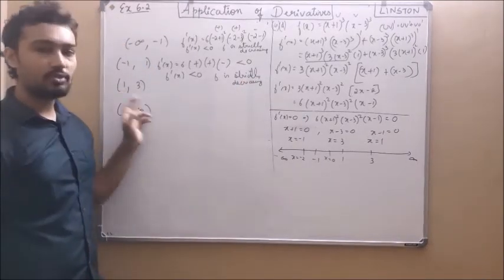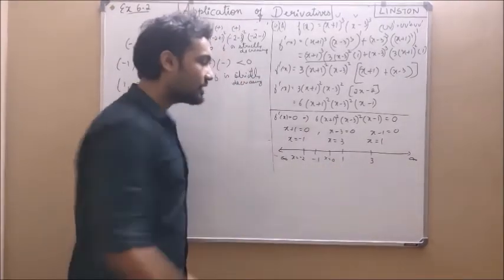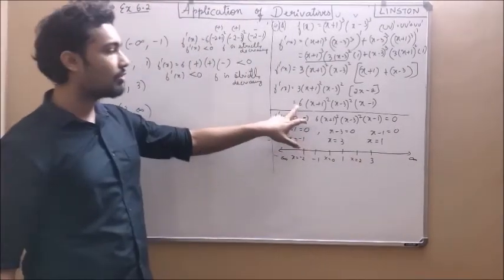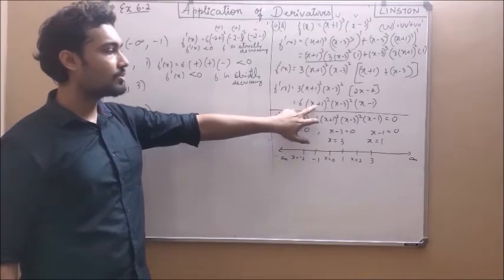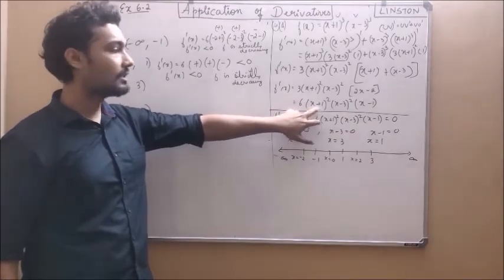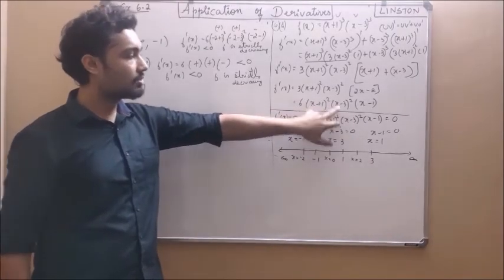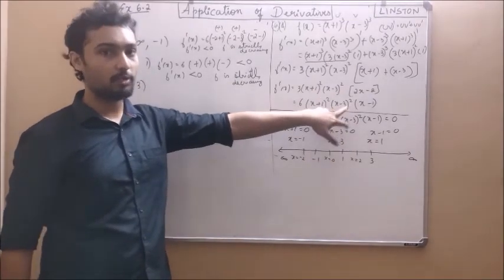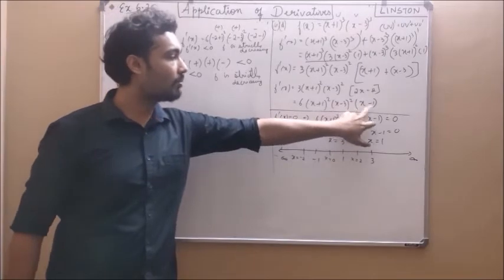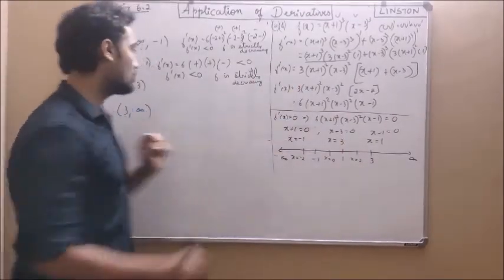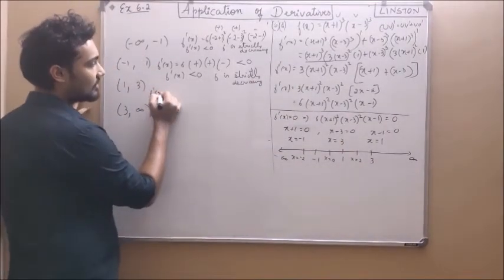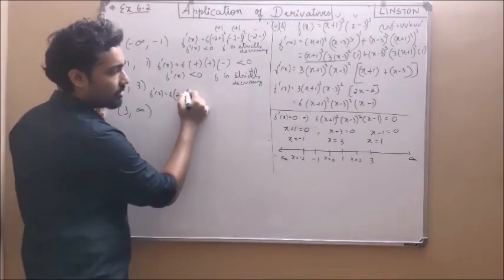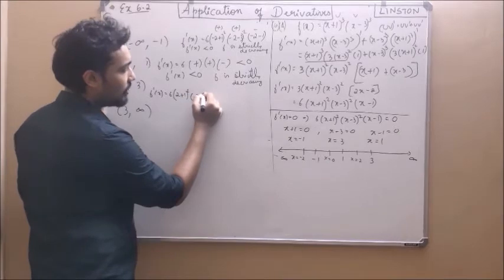Next, take the interval 1 to 3. Which number can you take here? Take x equal to 2 and substitute. 2 plus 1 is 3, and 3 square is positive. 2 minus 3 is minus 1, and minus 1 square is positive. And 2 minus 1 is 1. So f dash of x here is 6 into 2 plus 1 the whole square into 2 minus 1.